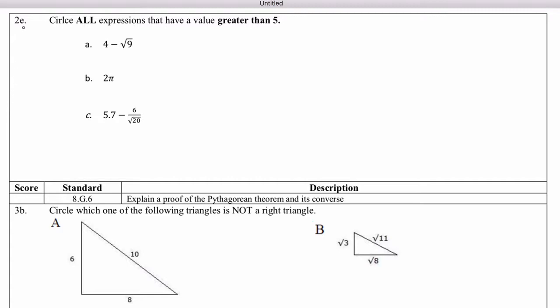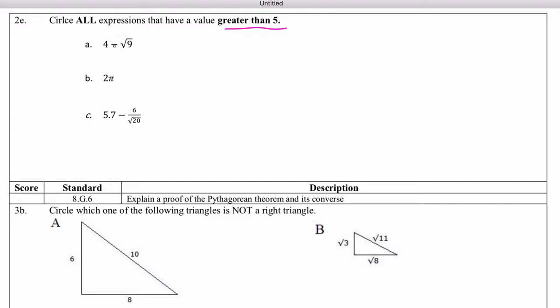This standard is a continuation of the previous page's standard about irrational numbers. Circle all expressions that have a value greater than 5. Notice that we don't have to find anything exact here, we just need to know if it's bigger than 5. So, 4 take away the square root of 9.